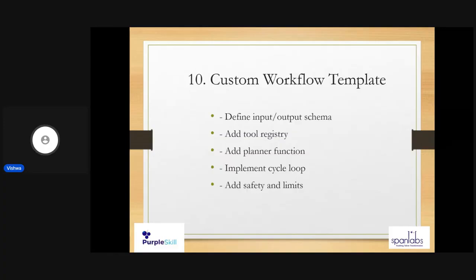We also decided on the planner function, how the planner function is decided. One of the important things we have to remember as a part of planner function is we have to give the number of steps, correct? We implemented the cycle loop, safety and limits, correct?